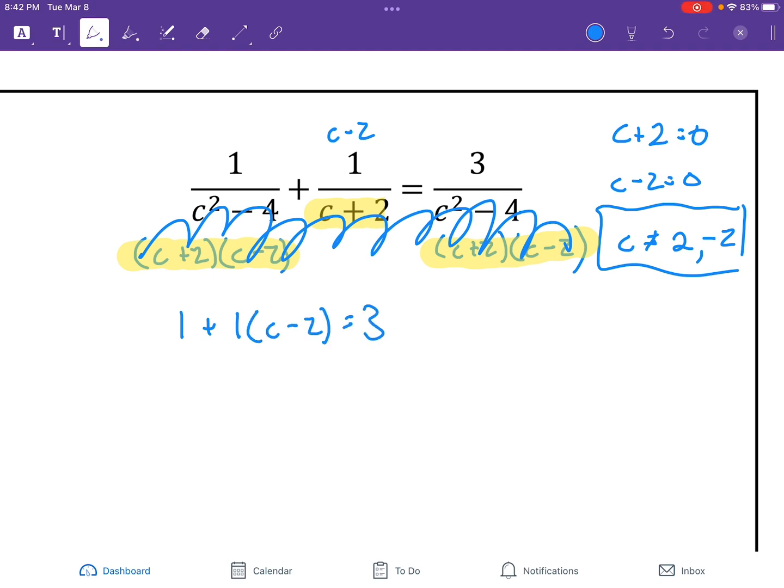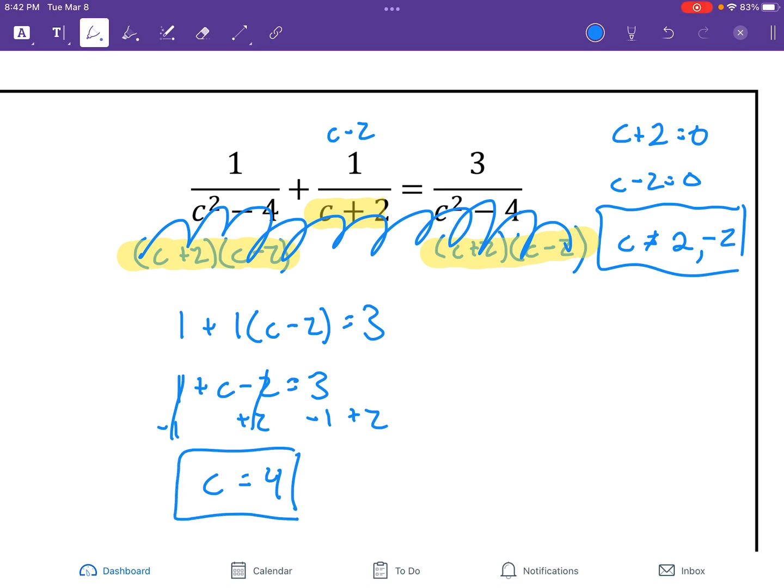So this is our equation. If I distribute the 1, which is kind of simple, we have 1 plus C minus 2 equals 3. I'm going to get all the numbers to the other side, so I'm going to subtract 1 and add 2. So C will equal 3 minus 1 is 2, plus 2 gives me 4. Well, since that's not one of my domain restrictions, that works as an answer.